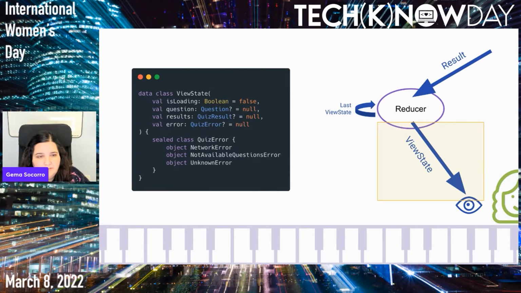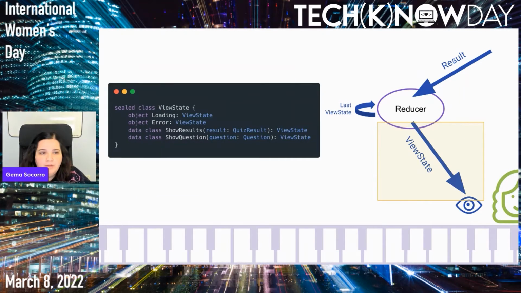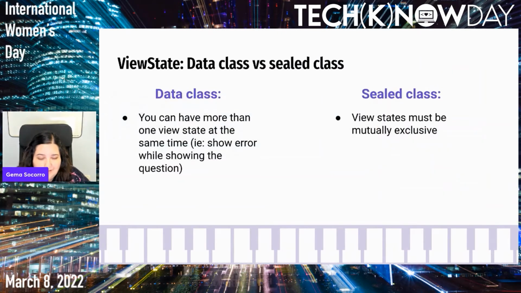And then we have a view state that will be a representation of what we have in the screen. In this case, we used to have two options. We can model this view state using a class, in my case a data class, where I have all the information the UI needs. For example, if the UI has some kind of loading, I have there a boolean representing the state of the loading, the question, the results. If there has been an error, I have there the error. And there is another option, which is to model the state using a sealed class, and you will have a state for loading, a state for error, a different state for showing results, and a different state for showing questions. Which one should I use? Well, it depends.